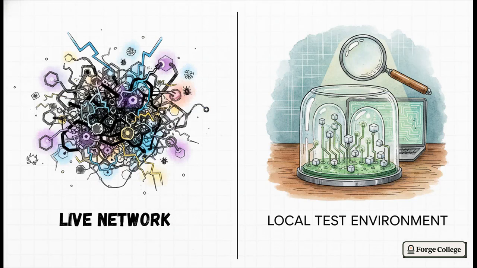Step 1, reproduce deterministically in a local test environment. Look, if a transaction fails live on the network but works perfectly on your local machine, the code itself might actually be totally fine. The culprit is much more likely the environment. Maybe a token approval is missing, or perhaps the block timestamp is different. You always want to isolate whether it's a code-level invariant or an environment mismatch right off the bat.